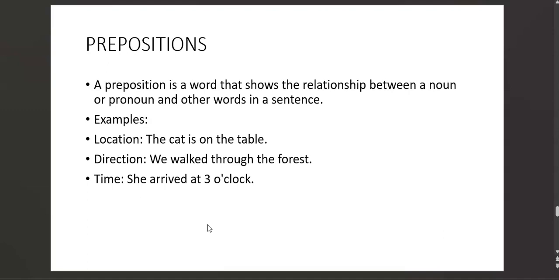And like I said, prepositions show the relationship between a pronoun and a noun and other words in a sentence. So it's a bit easy to understand parts of speech and where each word belongs. So we'll move on to conjunctions.